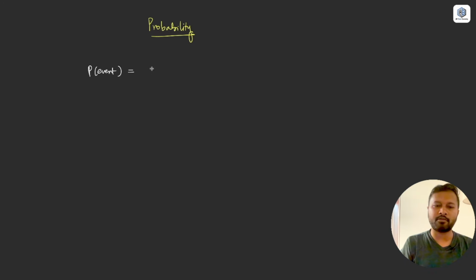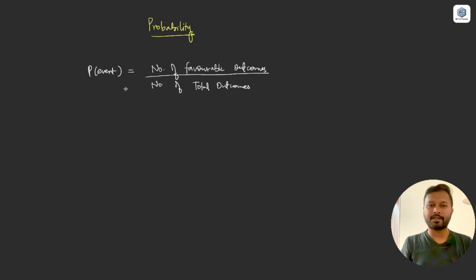This is always equal to the number of favorable outcomes. Favorable outcomes means the outcomes which you are trying to find the probability for, divided by the number of total outcomes. Now the thing is that the number of total outcomes and the number of favorable outcomes are going to differ in every case, depending upon what is being asked in the exam.